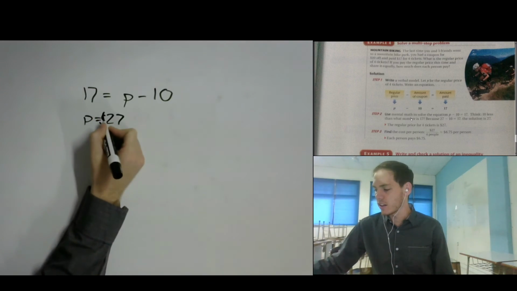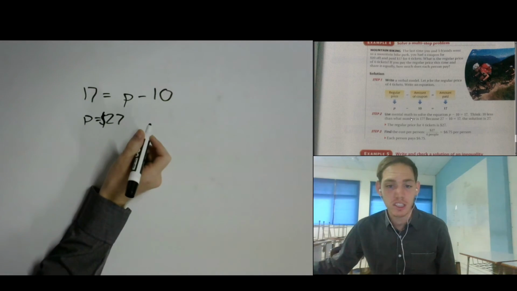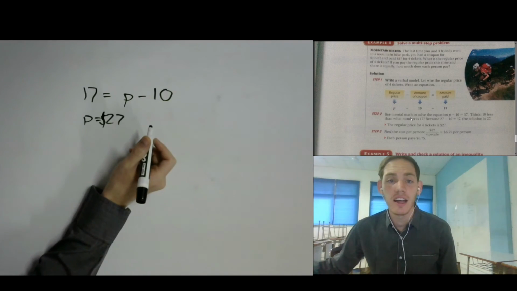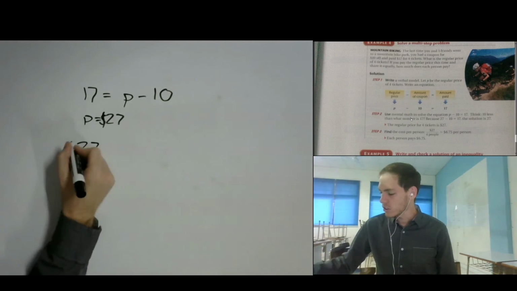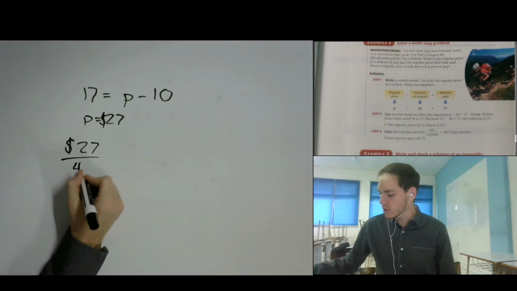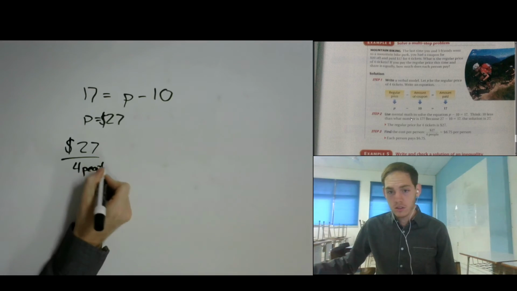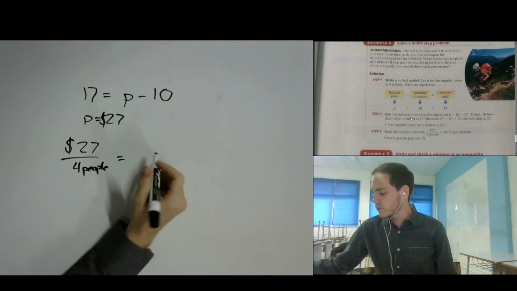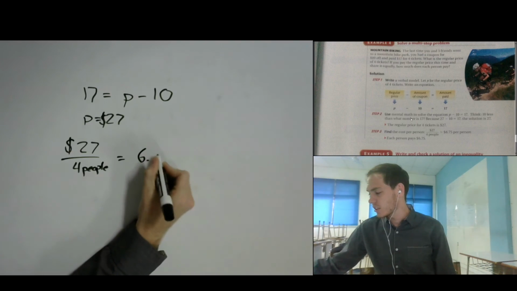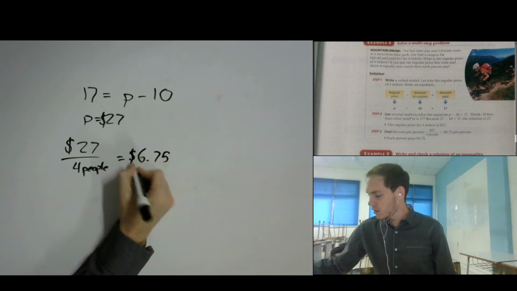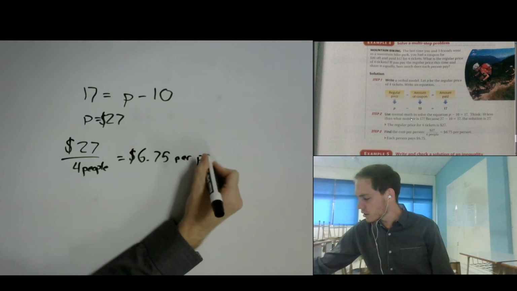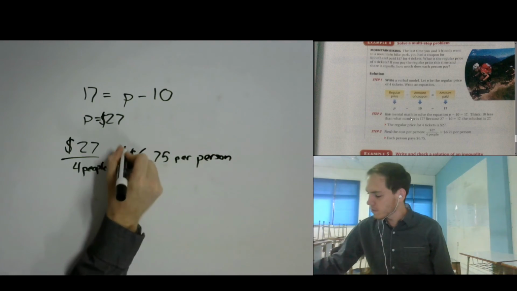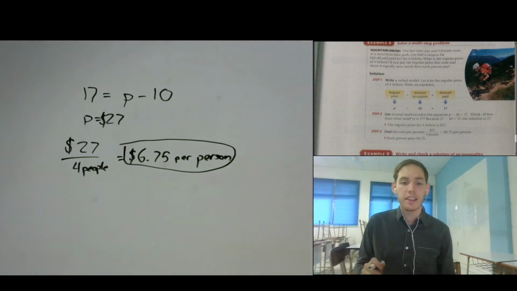Now, if this is currently America, then I'm shocked because it's pretty cheap. Then they ask, if you paid the regular price and shared equally, how much would each person pay? So you do $27 divided by 4 people. If we work out the math, we get $6.75 per person. Okay, and that is our work.